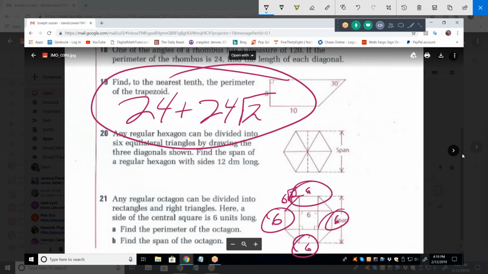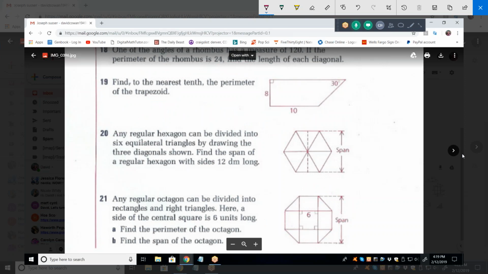Find the span of the octagon. What's the span? Well, that's what I was just going to ask you. Let's see. That's 2. It's labeled on the outside. Huh. So it's the height of that, right? Yeah, but now I'm not as convinced that these are 6.